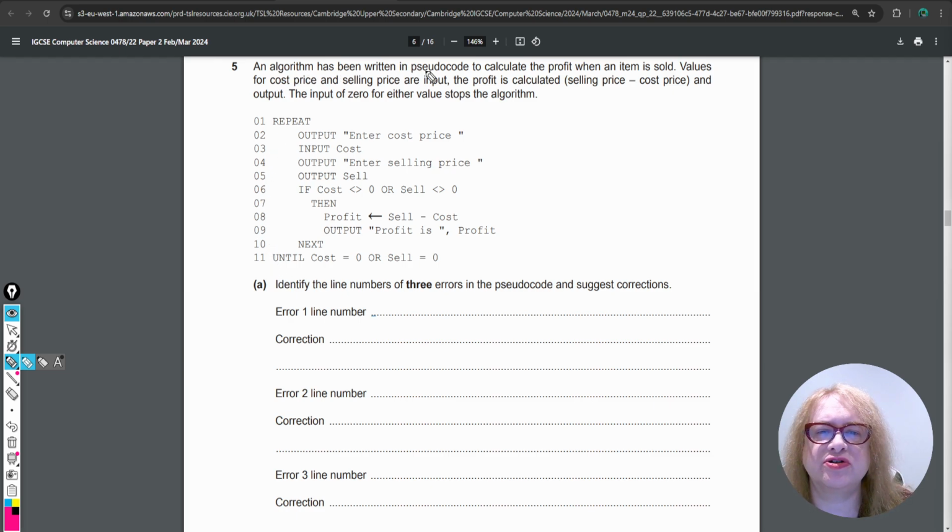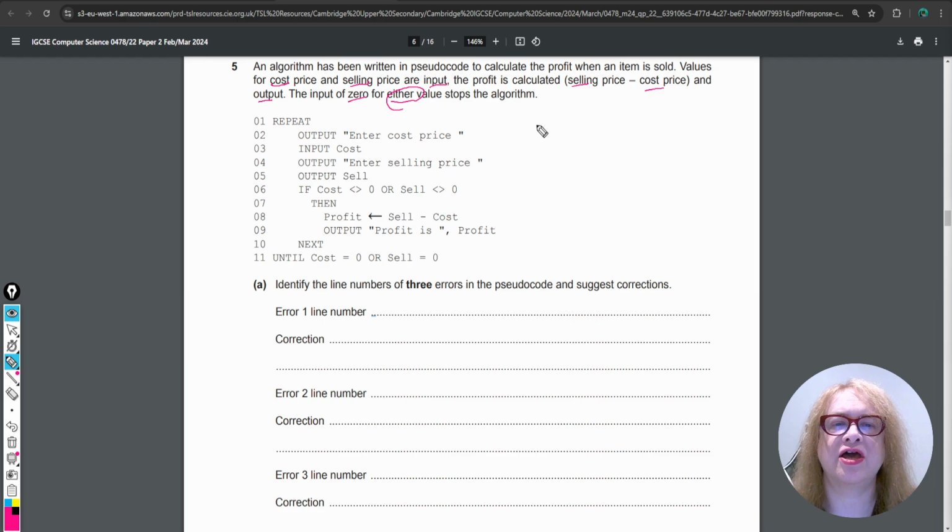An algorithm is written in pseudocode to calculate profits when an item is sold. Values for cost price and selling price are input. Okay, so we're going to need to input cost price and selling price. And the profit is calculated, so we've got selling price minus cost price, and that is output. And then the input of 0 for either value stops the algorithm. So it's a relatively straightforward task, but let's see how we can grab the easy mark first.